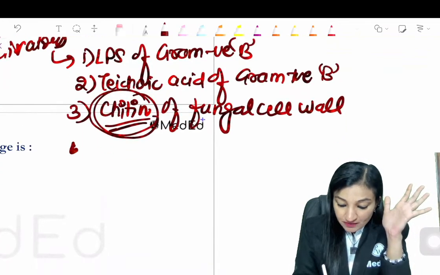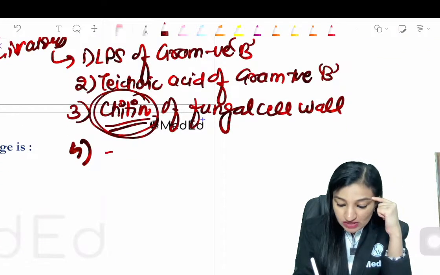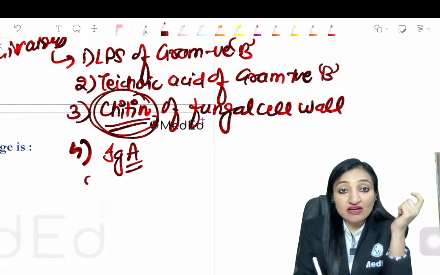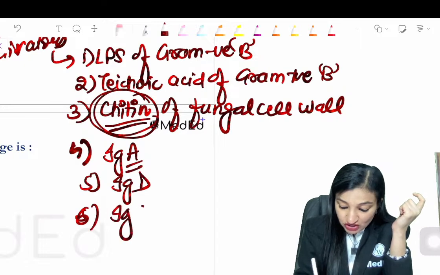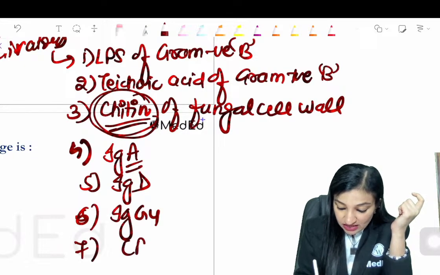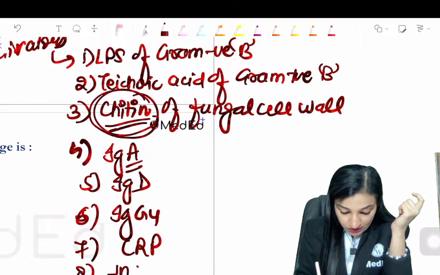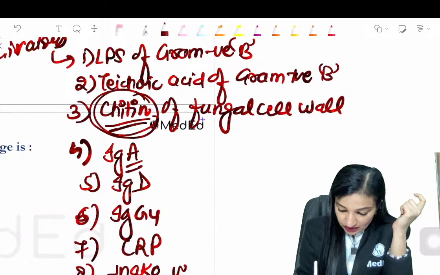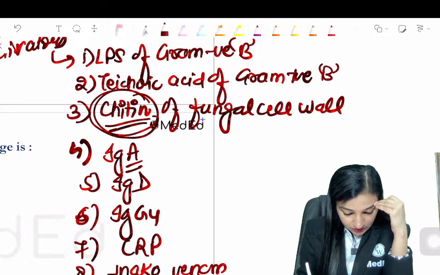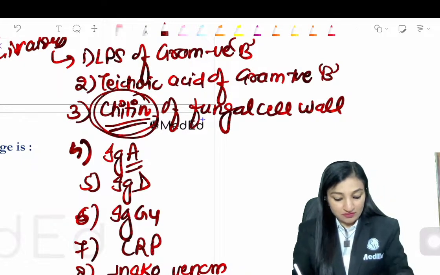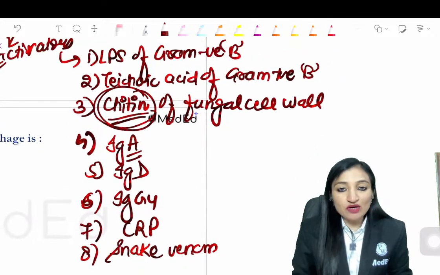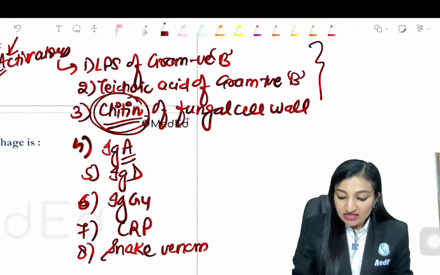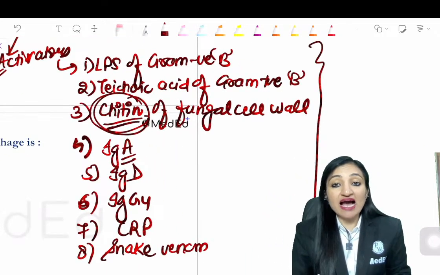So the next activator, number 4, guys, certain antibody molecules, like for example IgA. A for IgA, A for alternate. Then we have IgD, and IgG4, and then C reactive protein, and also snake venoms. So these are some of the important activators. When any of these activators is there in the body, alternate pathway will be activated.